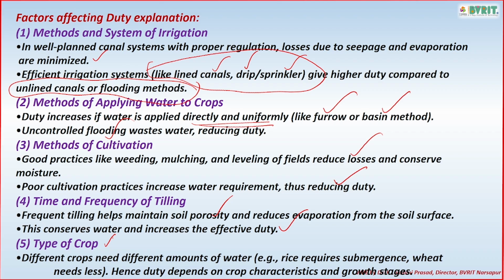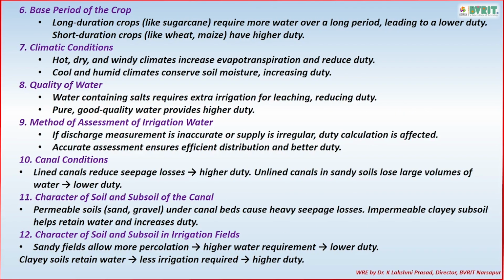Then type of crop. For example rice, or sugarcane, these crops require more and more water, whereas cotton and wheat require less quantity of water. So naturally, depending upon the type of the crop you are choosing, the duty is more or less.